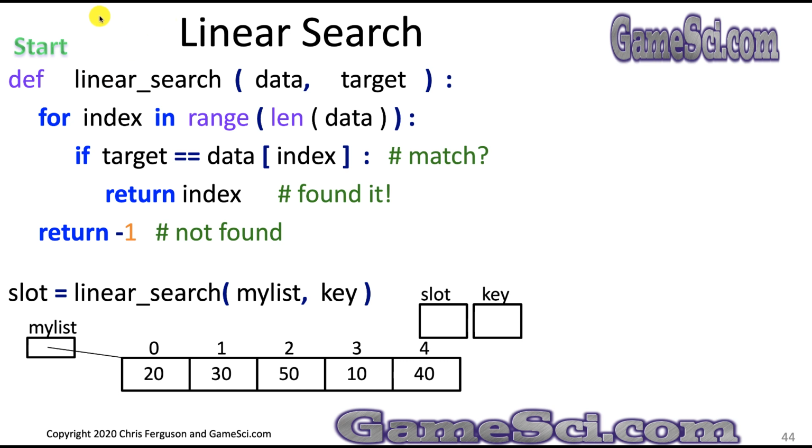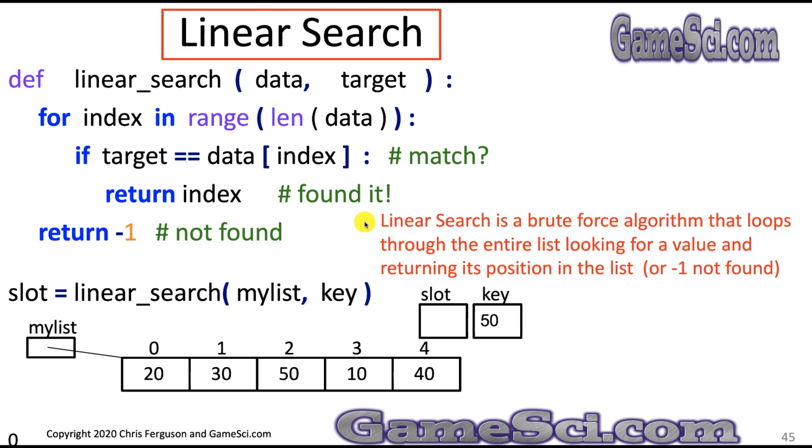Next up is the linear search algorithm. This is computer science after all, and I feel the need to show you an algorithm. It's also a good example of Python coding. Linear search is a brute force algorithm that loops through the entire list looking for a value and returning its position in the list, or -1 if it could not find the value in the list.